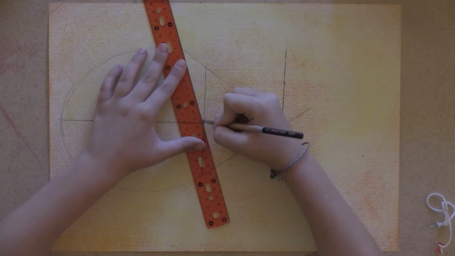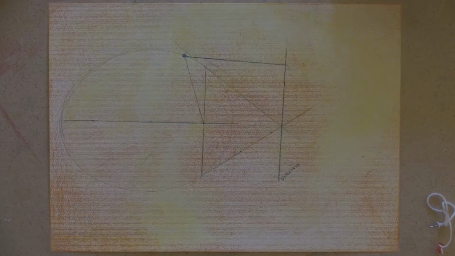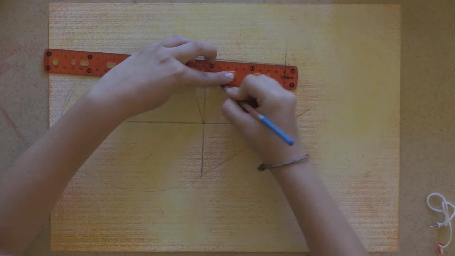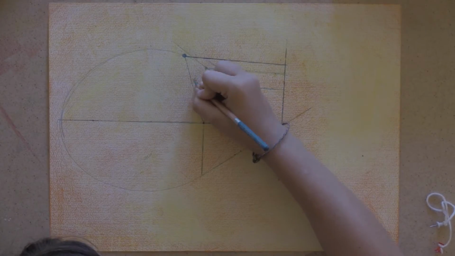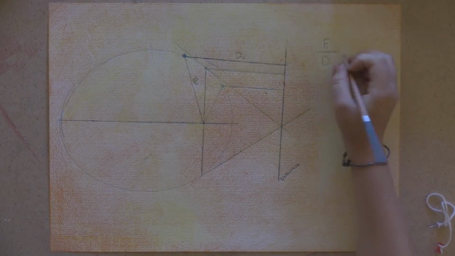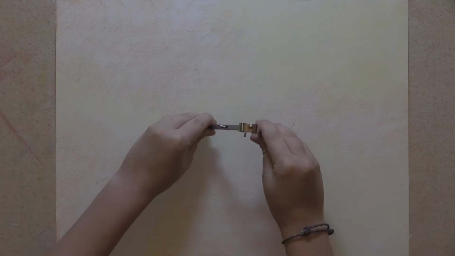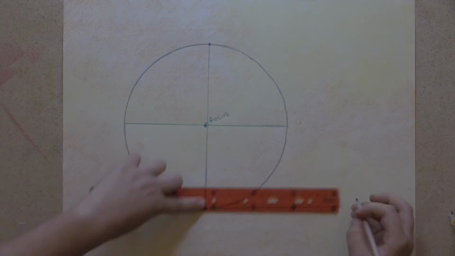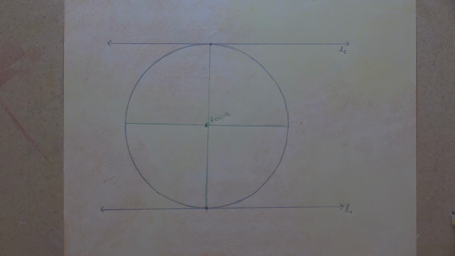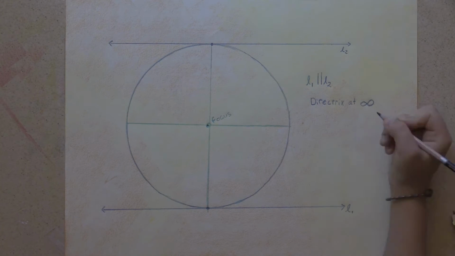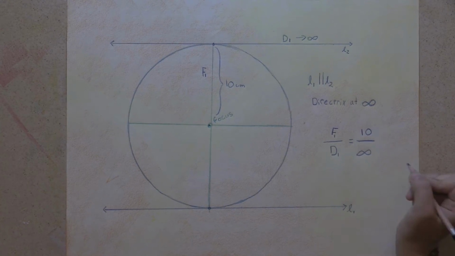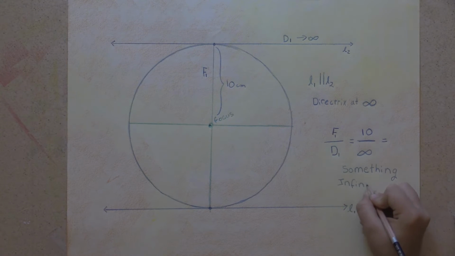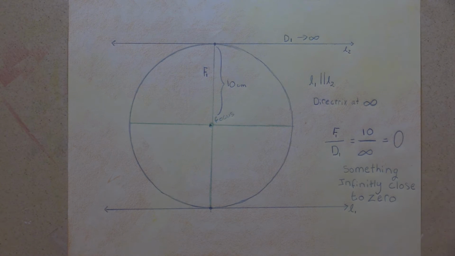Take any point on the shape and measure the distance from the focus point to that point, F, and from that point to the directrix, D. To find the eccentricity, we must divide F by D. In a circle, the two tangents are parallel, so they meet at infinity. The eccentricity is F over infinity, or something infinitely close to 0.